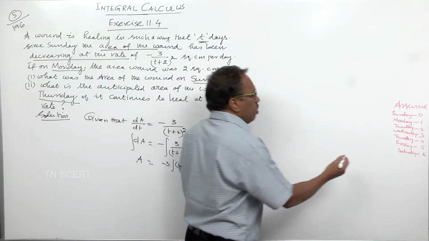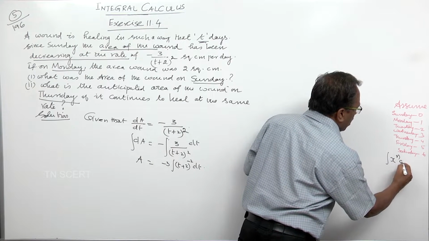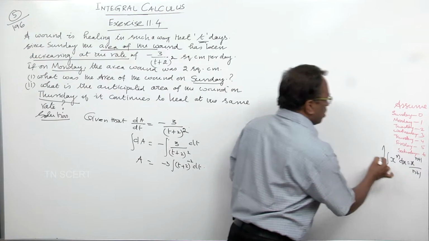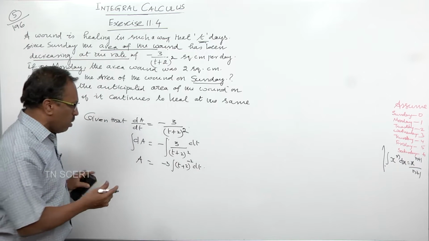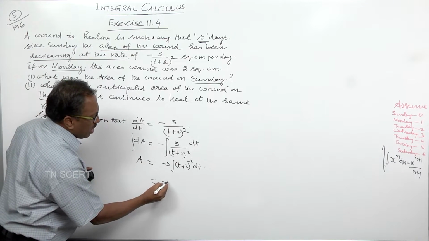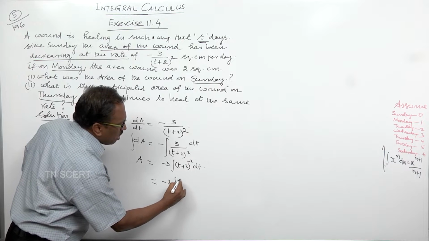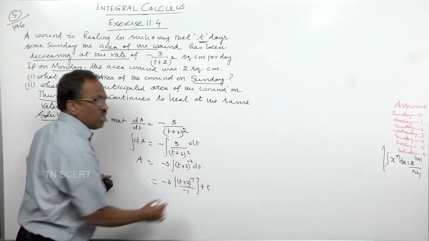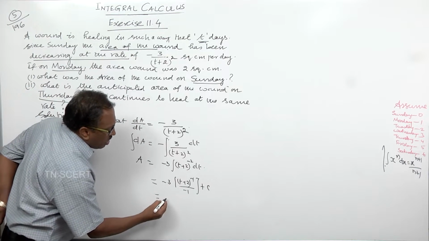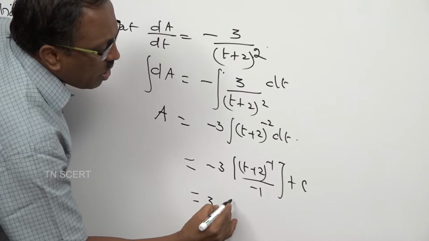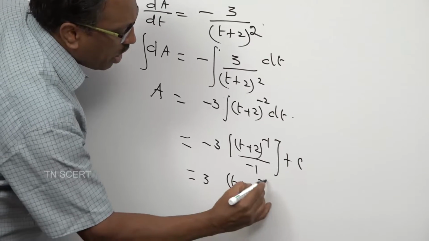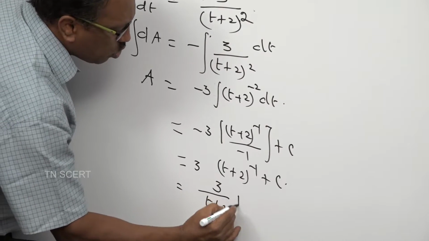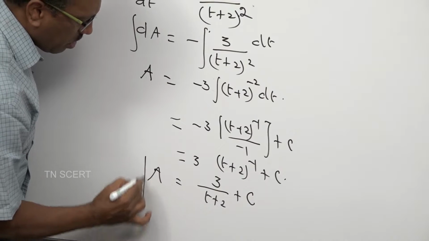Here the main formula is the integral of x power n dx, which is x power n plus 1 by n plus 1. So the algebraic formula is going to be adopted. That means negative 3 times (t plus 2) to the power minus 1 by minus 1 plus c. So that means negative 3 becomes plus 3, (t plus 2) to the power minus 1, plus c, which means it is 3 divided by (t plus 2) plus c. That is the area.